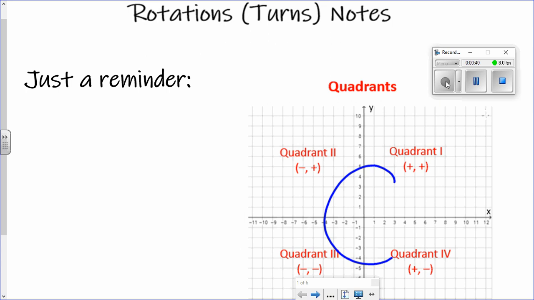If there's a point in quadrant 1, the x coordinates are positive and the y coordinates are positive. So here's your x, y. And then in quadrant 2, your x coordinates are negative, but your y coordinates are positive. In quadrant 3, both your x and y are negative. And in quadrant 4, your x coordinate is positive and your y coordinate is negative. So let's keep that in mind.